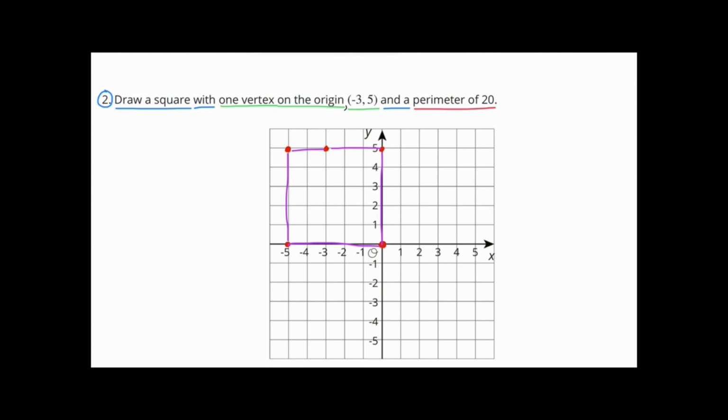I plotted 5 points because I needed to have one point plotted at -3 and +5. That was only going to form a rectangle, so I had to put a point at -5, +5, -5, 0, 0, 0, and 0, 5 in order to have a square that has a perimeter of 20.